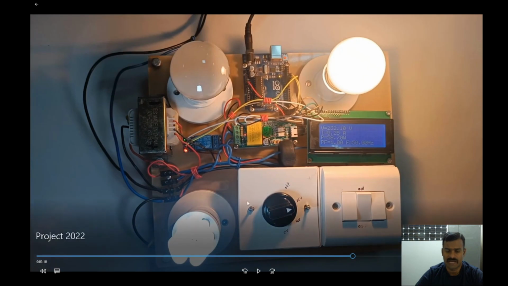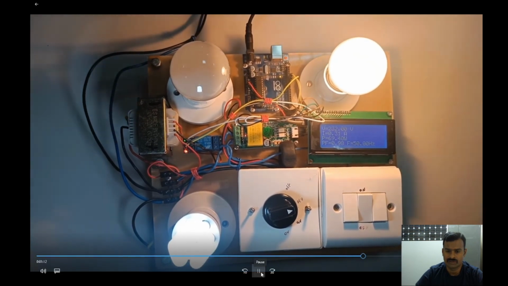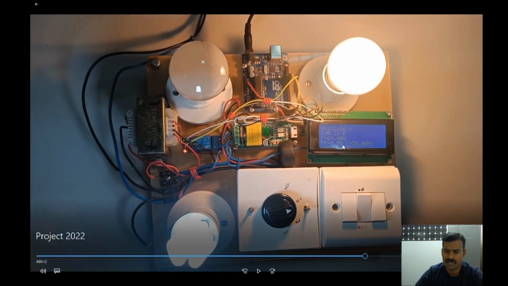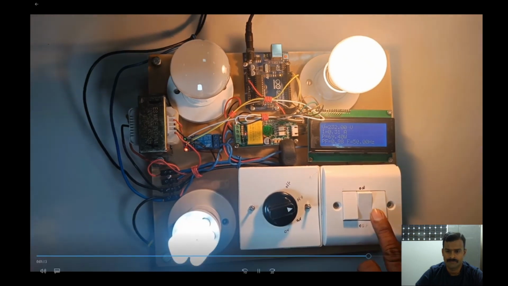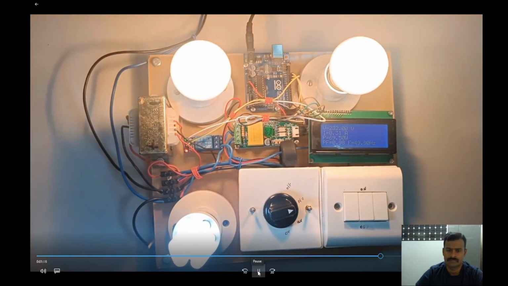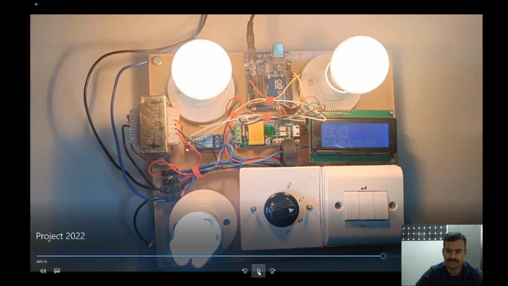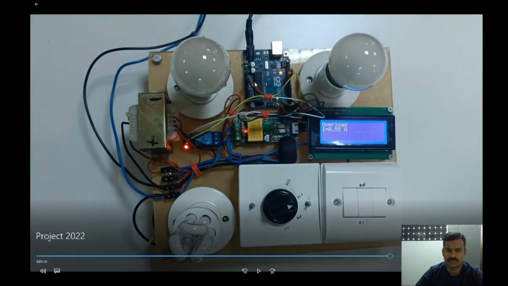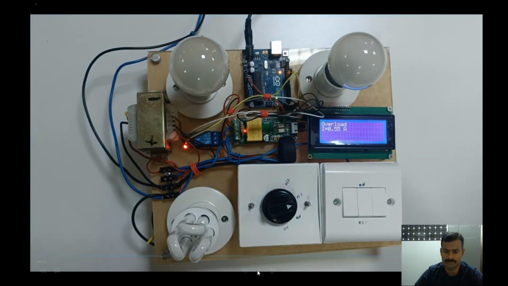So now I have two lamps. One is a CFL lamp and another one is an incandescent lamp. And the current you are obtaining here is 0.31 and the power factor is less than 1. It is not exactly 1, it is 0.98 because of this CFL lamp. Now all three lamps are getting on. So now the current we obtained through all three loads is greater than 0.5. So in the overload condition it turned off automatically.